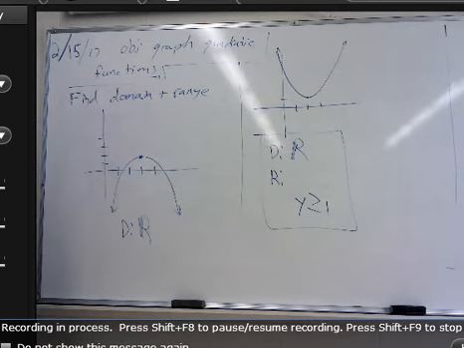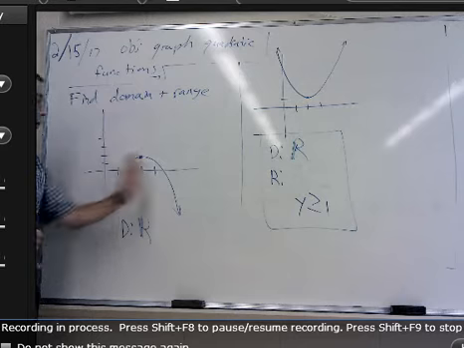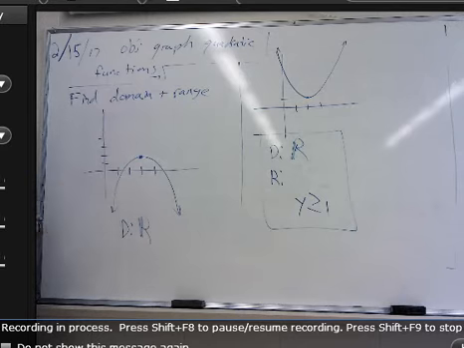Parabolas have all real numbers. The domain is always going to be all real numbers for parabolas. Does that make sense? Unless I said, oh, let's stop it right here and let's stop it over here. If I don't tell you to stop, it just keeps going.